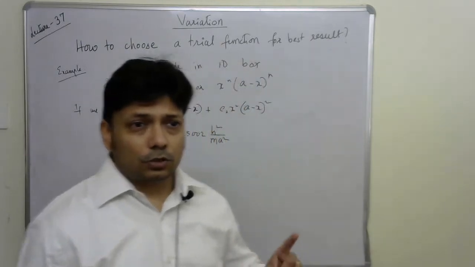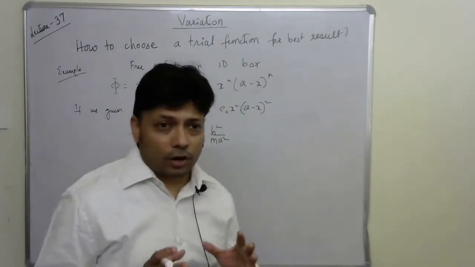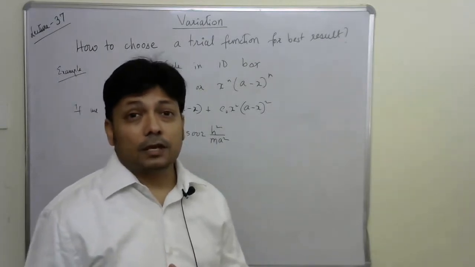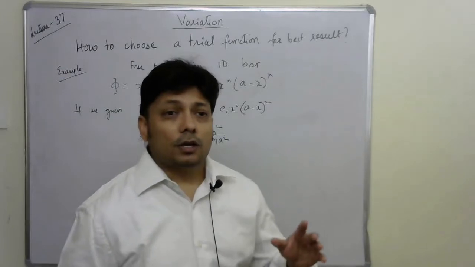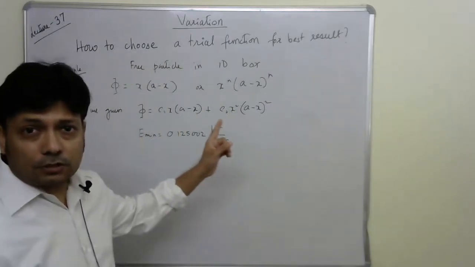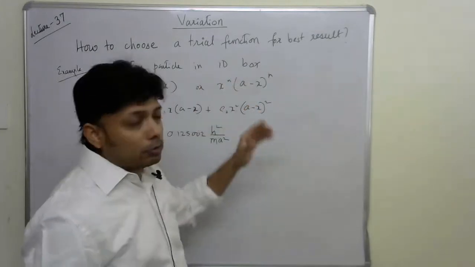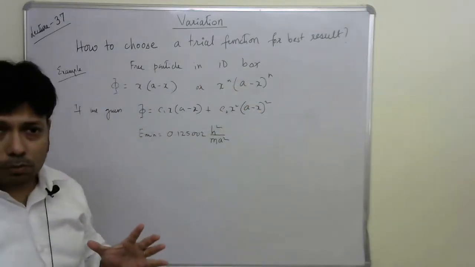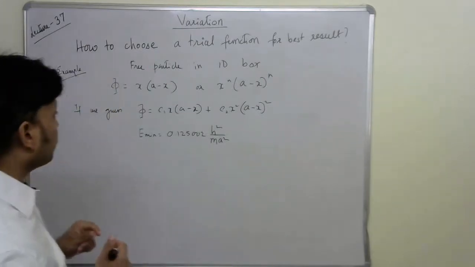Now, today we will see how to choose a trial function for the best result. That means, is there any systematic way to guess a trial function? Before we begin, let's take an example. I'm talking about the free particle in a one-dimensional box, and we have already solved the case.